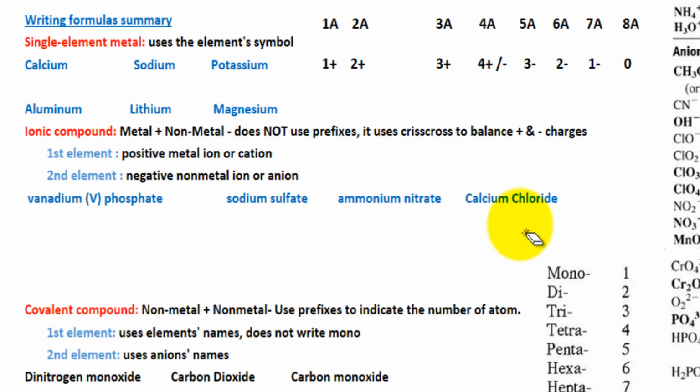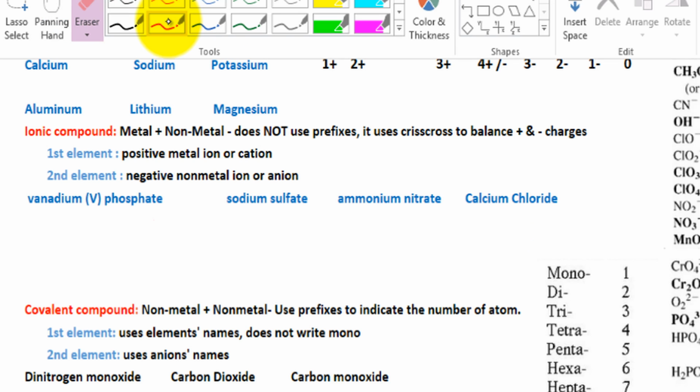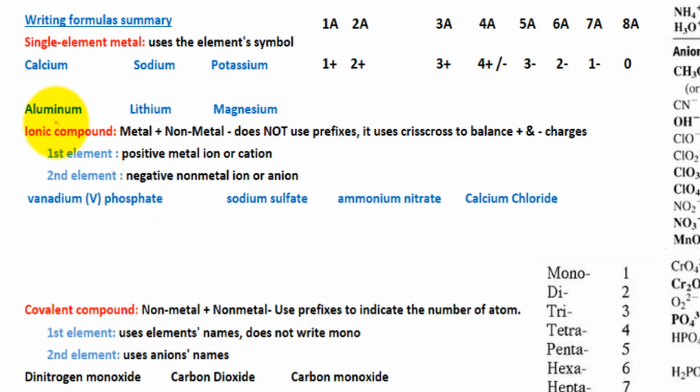In this lesson, we are going to learn how to write chemical formulas from given names. The first type of name that you are going to see is a single element metal. And when you see a single element metal, you're going to use the element symbols on the periodic table. For instance, we have calcium. The element symbol for calcium is Ca. So the formula for calcium is also Ca.